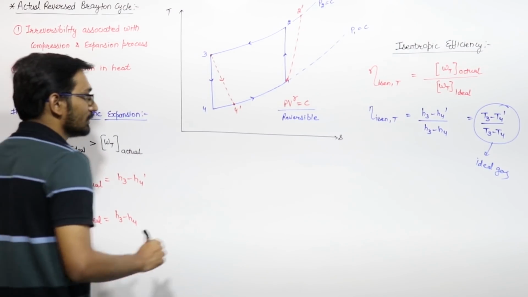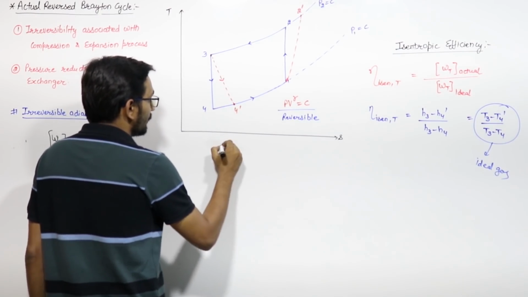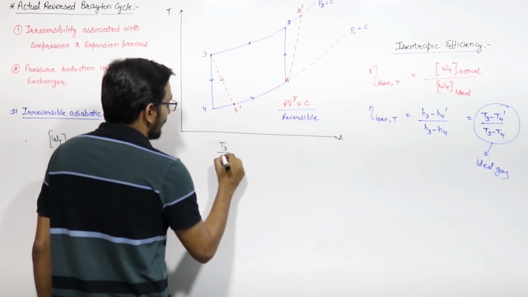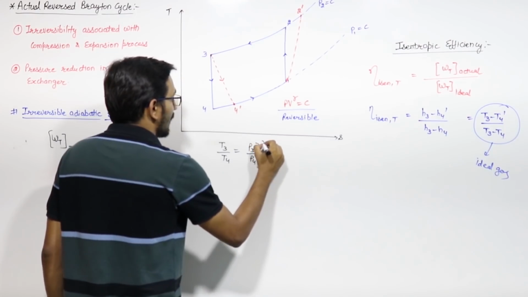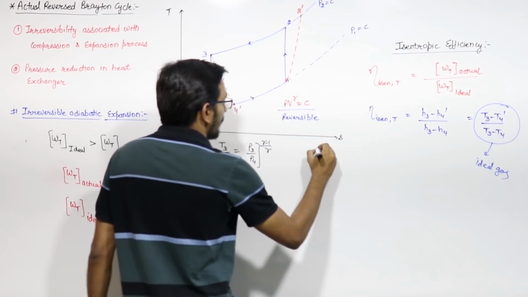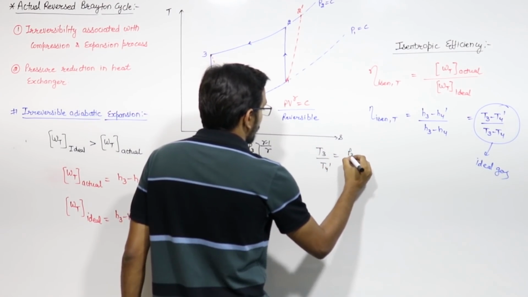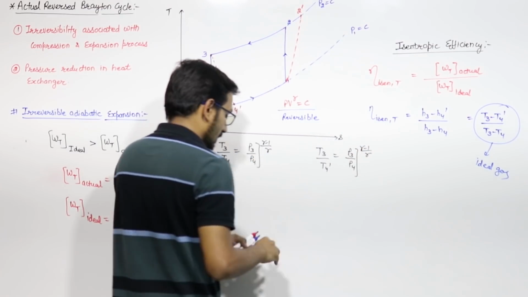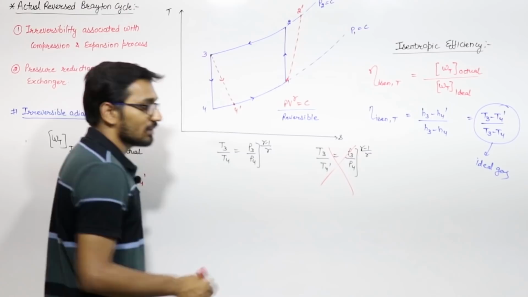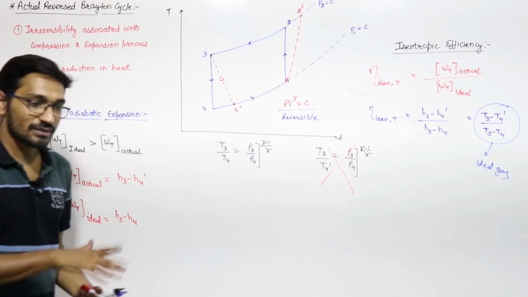Now one thing more: this T3 by T4 you can write as P3 by P4 raised to power gamma minus 1 upon gamma, but you cannot write T3 by T4 dash is equal to P3 by P4 raised to power gamma minus 1 upon gamma. Don't write this because this is not valid for an irreversible process. Only for reversible you can write this formula. I hope you got this, right?